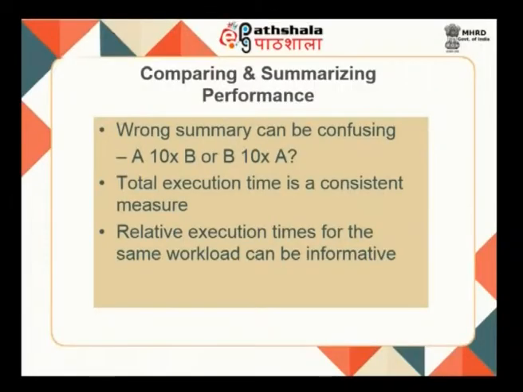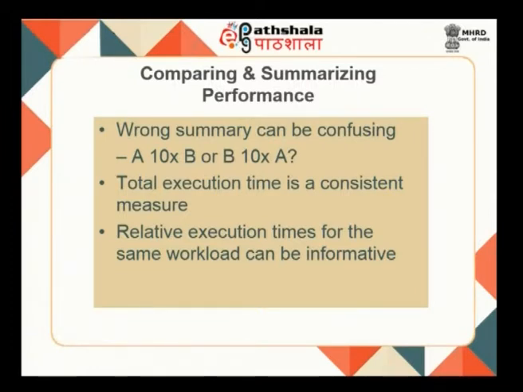Now suppose you have only one processor, you can just find out the execution time with respect to that processor for a particular program, and you can compare it with another processor which executes the same program. But how do you summarize these performances and compare them? You will have to be very careful here, because a wrong summary can be confusing. When you say A is 10 times faster than B, are you saying A is 10 times faster than B, or is B 10 times faster than A? So you will have to be careful about how you summarize and produce the results.